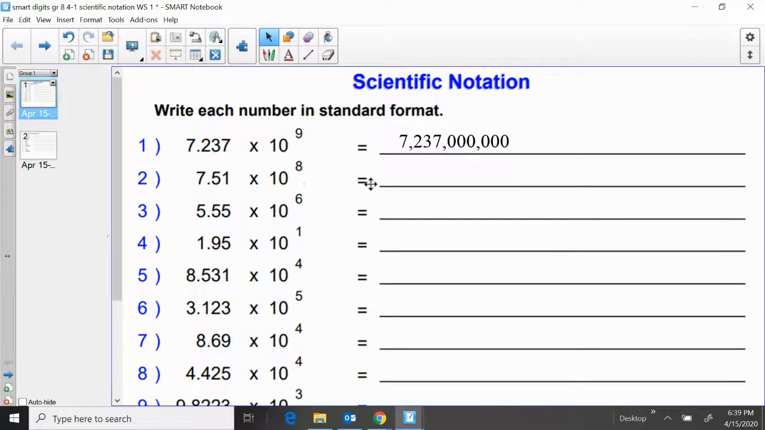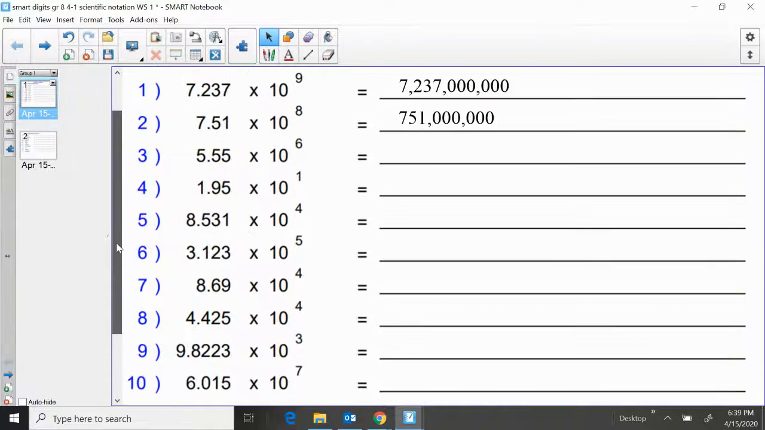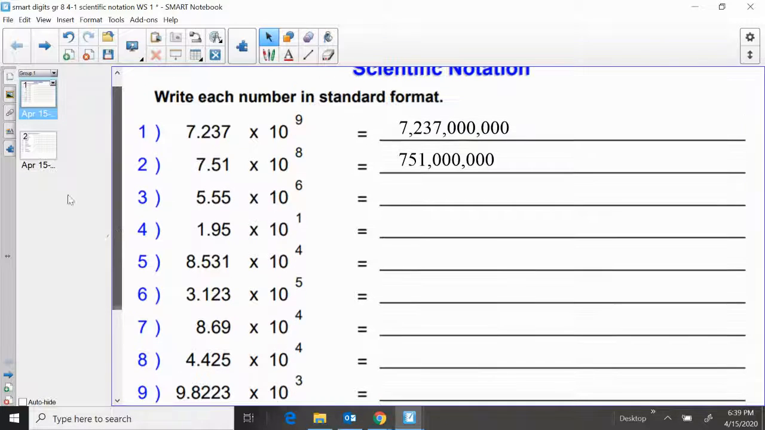7.51 times 10 to the eighth. The answer, 751 million. And again, 7.51, if I just imagine that there's a decimal point there, and then I moved it 8 times, it would look like this. 1, 2, 3, 4, 5, 6, 7, 8. For an answer of 751 million. Okay, so hopefully that makes sense. Please do that and the other 8 for the total of 10.